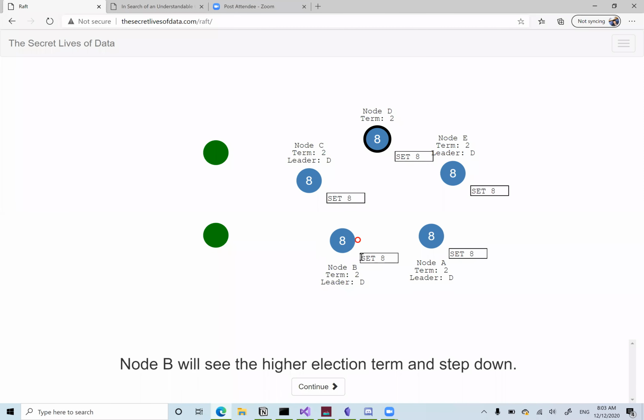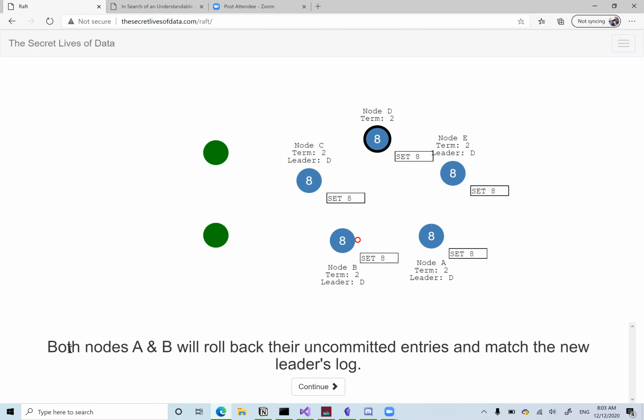And also all the uncommitted log which these nodes have will be overwritten. In the heartbeat, they will also have the latest log entry and the message. With that message, the previous uncommitted values will be overwritten. So both nodes A and B will roll back their uncommitted entries and match the new leader's log, right?